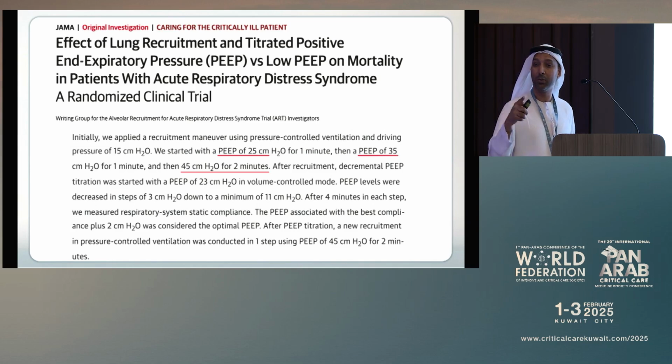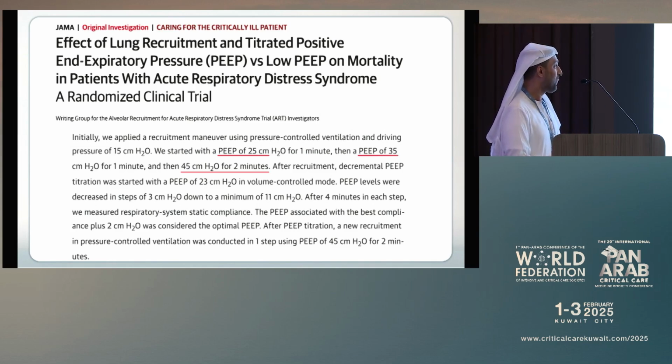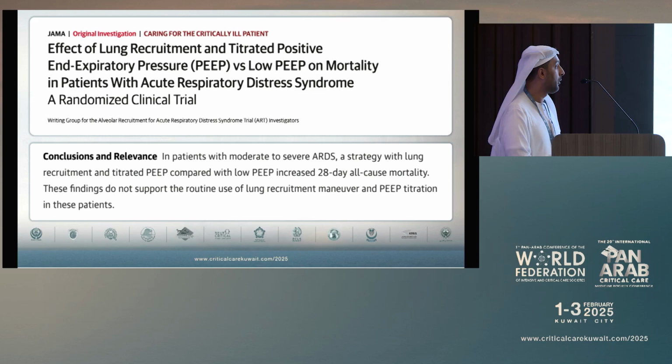You said recruitment. Somebody said recruitment here? Do you do the same as what they did here? Okay. After this, they went down with the PEEP to 23, then decreased until they reached 11 centimeters every 4 minutes. What they found is that this maneuver increased mortality for those patients.